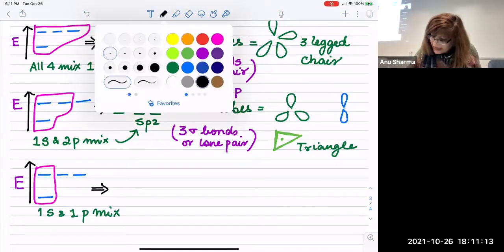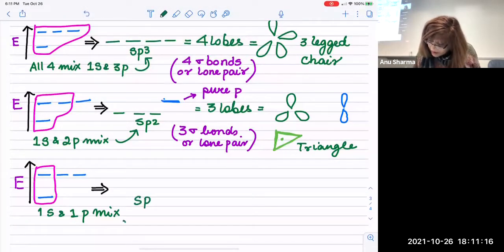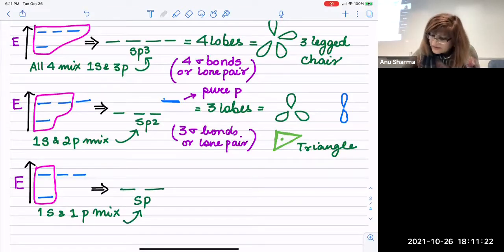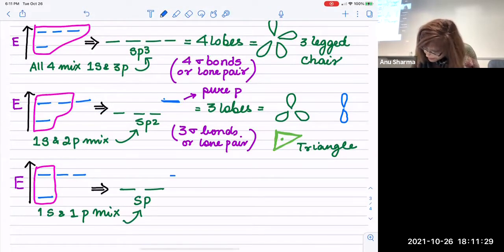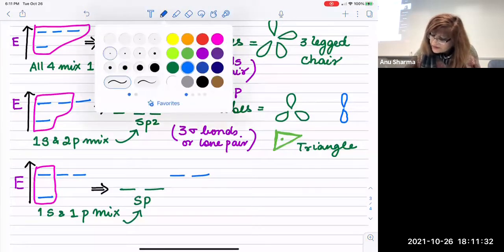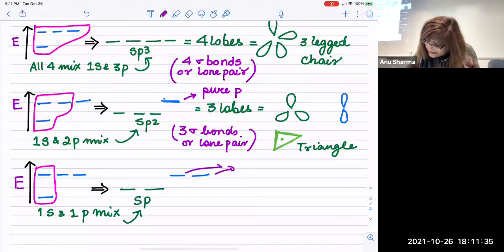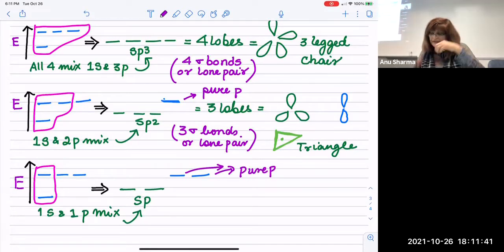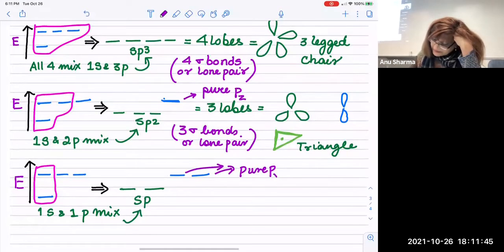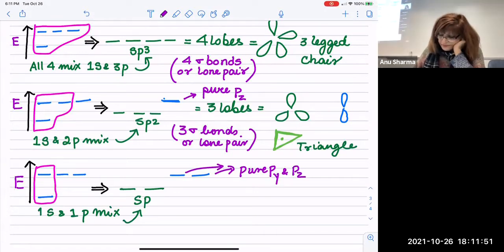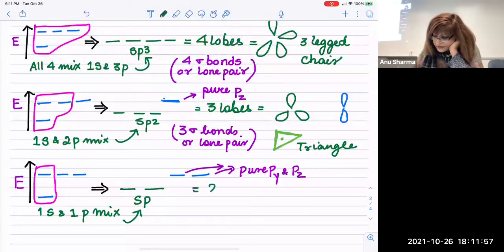It looks like this. We have SP hybridized orbitals, and they are obviously in a lower energy state. And the remaining two don't mix, so they remain as pure P's, 1 and 2. Pure means they did not mix. So basically, this is PY and PZ. They don't mix. So how many lobes is that? Because only two are mixing, so only two lobes.